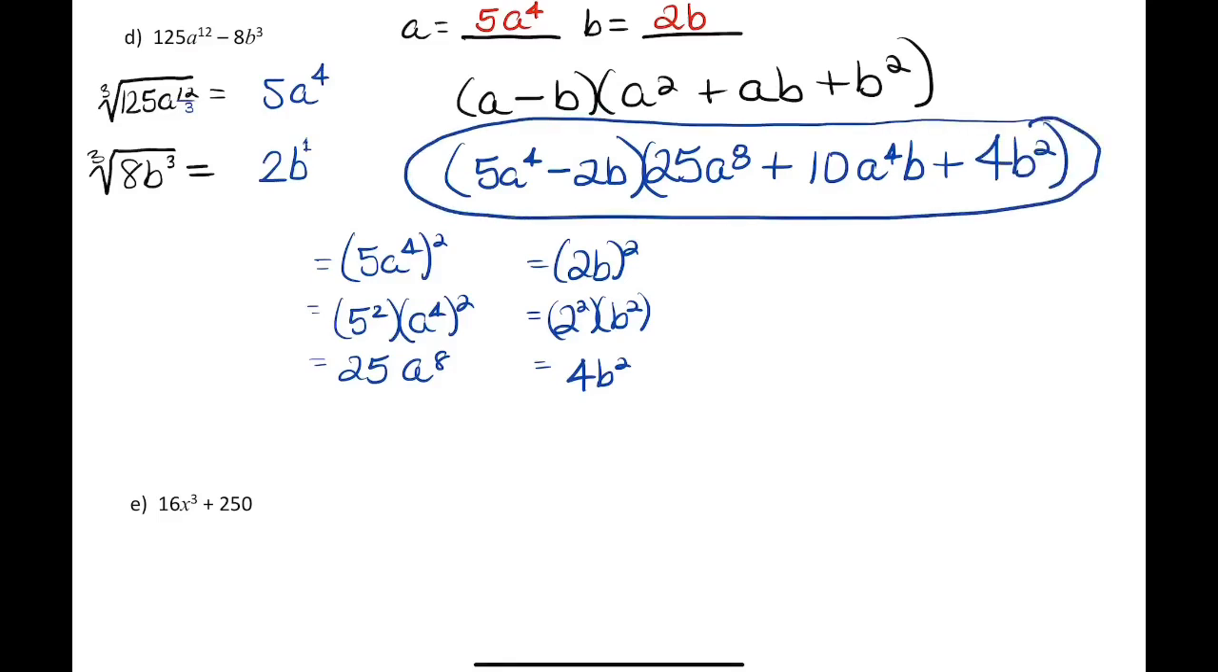All right, guys, so that's what I got. I got 5a to the fourth minus 2b. That's your first binomial. Keep that in parentheses. And then the trinomial is going to be 25a to the eighth, 10a to the fourth b plus 4b squared. All right, so hopefully that matches my answer. Or if it doesn't, I made a mistake, I guess. And you guys probably caught it, like usual.